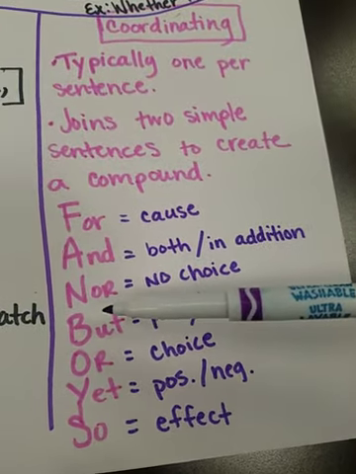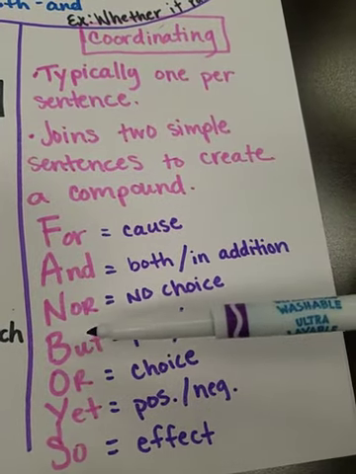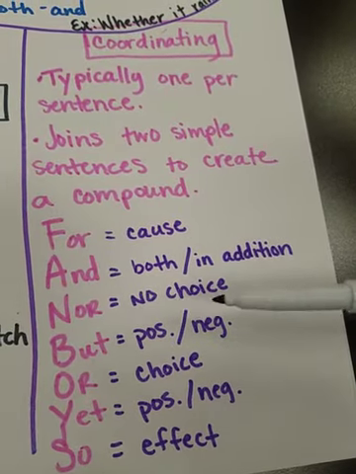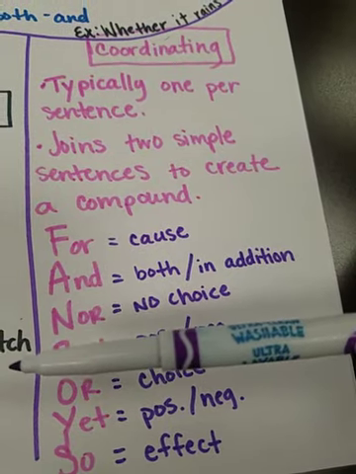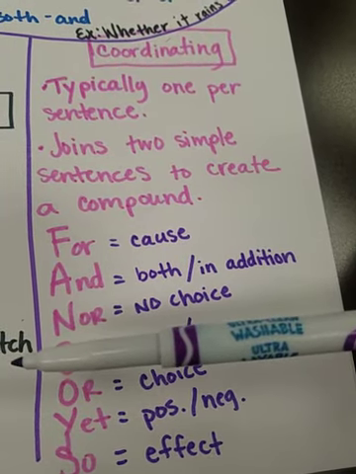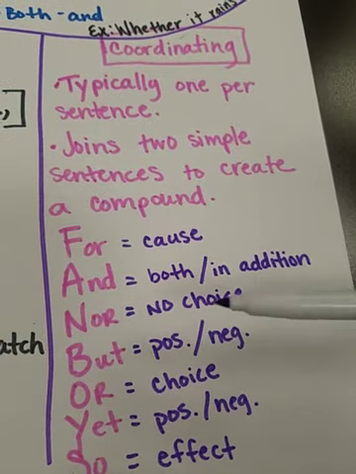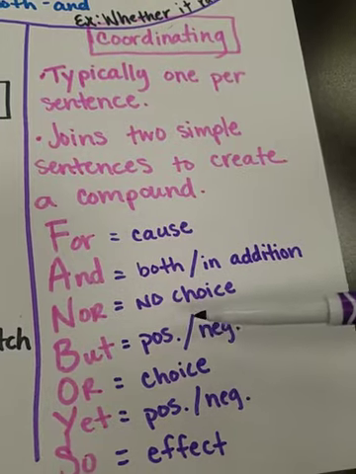When you're using the word nor in a coordinating conjunction, you want to make sure that on either side of the compound sentence, there's no choice. For example, you will not have computer time, nor will you have outside time today. So you get no choice here.